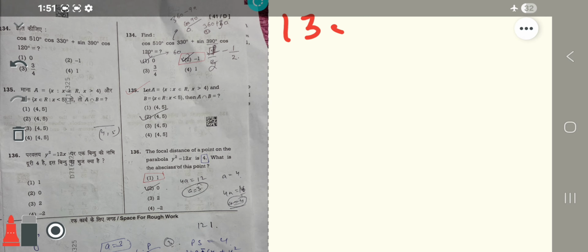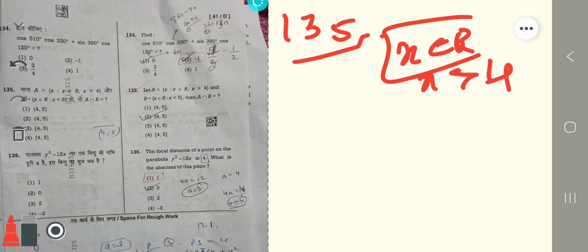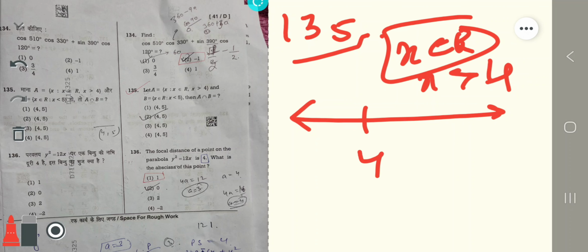Question number 135. We are given two sets, that is A and B. A is defined as A contains all such x for which x belongs to R and x greater than 4. मतलब R में बिलोंग कर रहा है. अगर मैं रियल लाइन पे इसको डिनोट करूँ, तो 4 यहाँ पे आएगा, 4 से बड़े, मतलब यहाँ पे ओपन डॉट लगेगी and this region will be shaded. Let me use another pen. So this will be the representation, right?